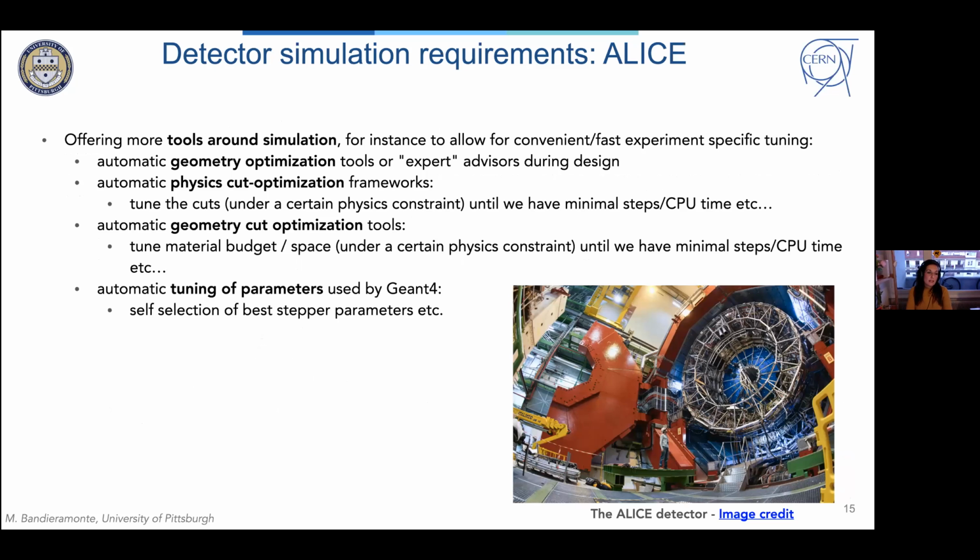Furthermore, another requirement will be to have more tools around simulation, tools that could help, for example, experiment-specific tuning according to all the possible geometry optimizations, physics cut optimizations, or tuning of parameters, for example, selection of the best stepper parameter. So the idea would be to have tools available that could help developers tune their simulation according to the specific needs of the detectors in an easier way, basically more automatic.